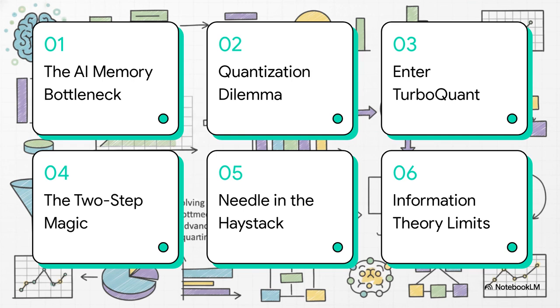So here's our roadmap for today. We'll cover 1. The AI memory bottleneck. 2. The quantization dilemma. 3. Enter TurboQuant. 4. The two-step magic. 5. The needle in the haystack. And finally, 6. Information theory limits.